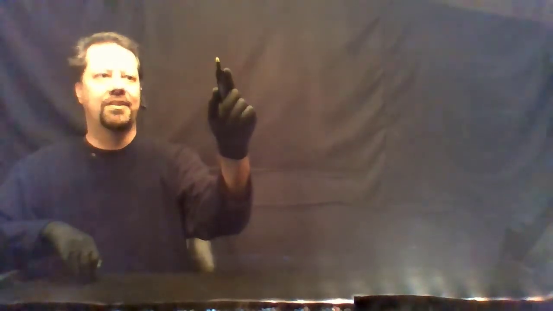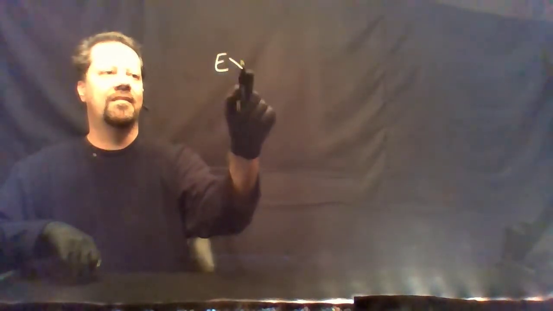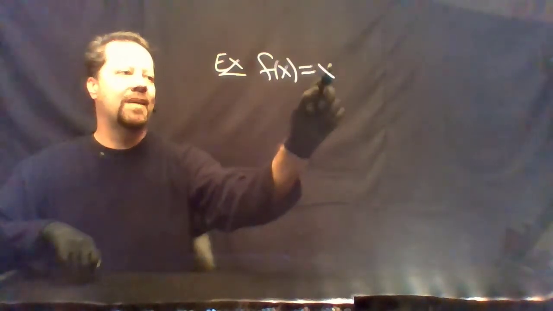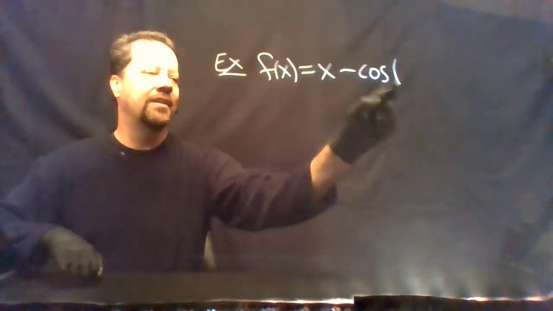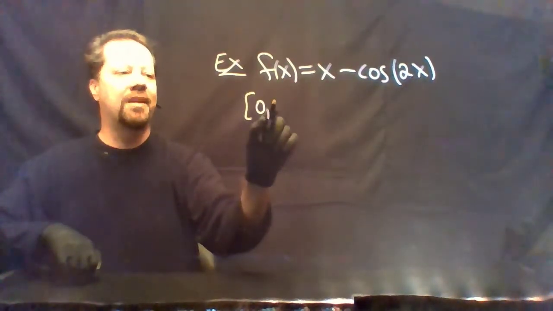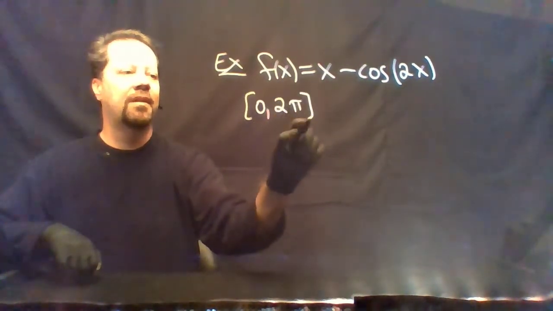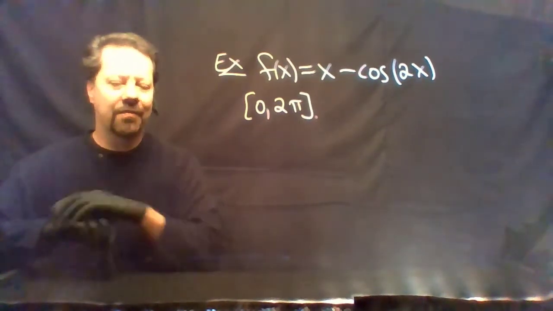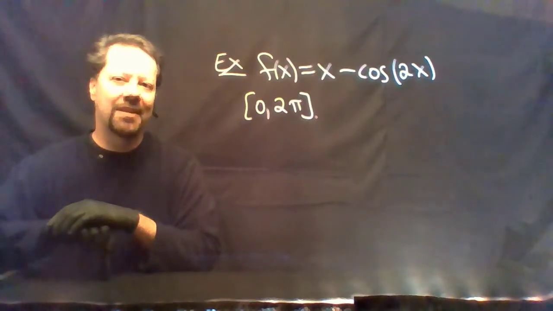Let's consider the function f of x equals x minus the cosine of 2x and constrain ourselves to the interval 0 to 2 pi. We're doing this in order to force you to think about trigonometric functions.